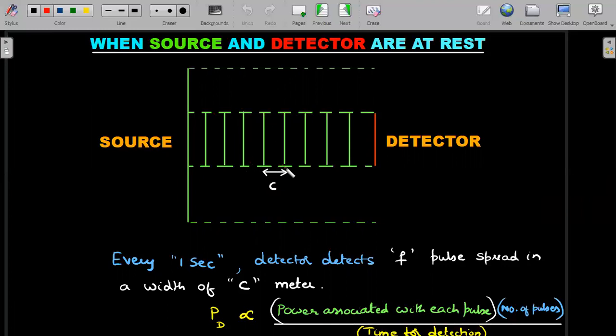The gap between them I am showing in my picture is the gap that is emitted in a 1 second time interval. So within 1 second, please understand, if someone says the source has a frequency f, then in 1 second f pulses will come out. Every 1 second the source will give out f pulses, and they will be spread over a length of c meters, and that's, I think, very obvious, right?